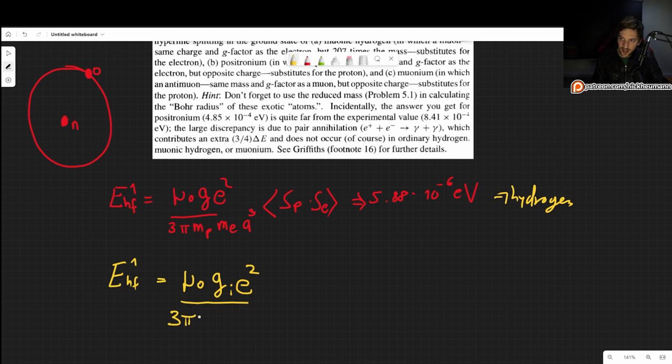Then we have 3 pi. And then instead of the mass of the proton, we have the mass of the part in the nucleus times the mass in the orbital, right? Of course, in the case of hydrogen, the nucleus is one proton, the orbit is one electron, and we get the same as before. And then we have this modified Bohr radius, because the Bohr radius, of course, depends on the fact that you have the electron and the proton. But if you have now different things, the radius is going to be different.